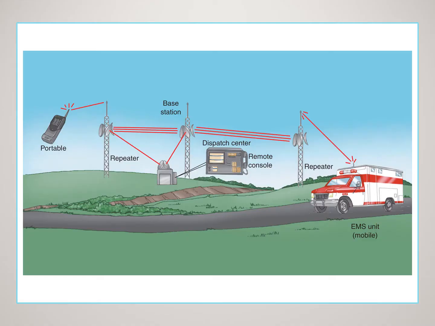All right, and here's a nice little picture of how this all works out. Again, those portable radios really work through repeaters. Same thing with our mobile radios, which can work through repeaters to extend that range to get to our base station.